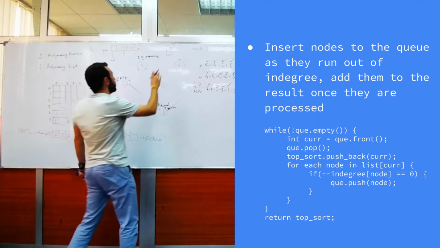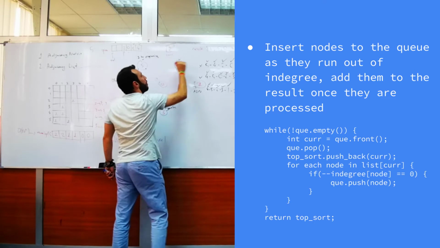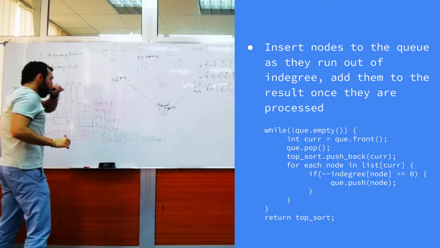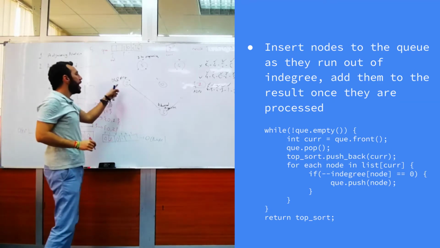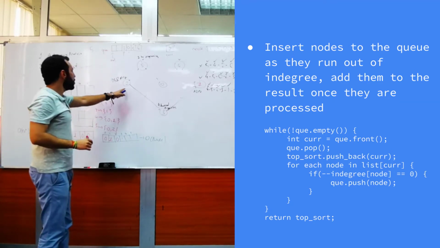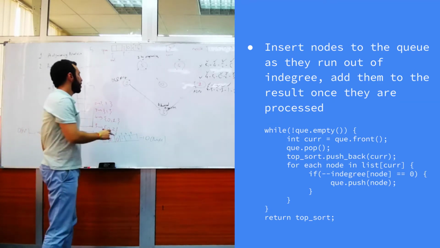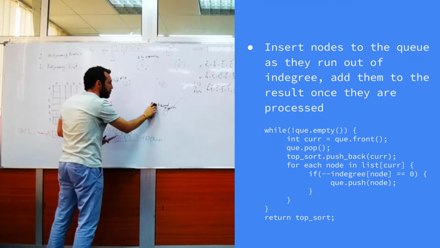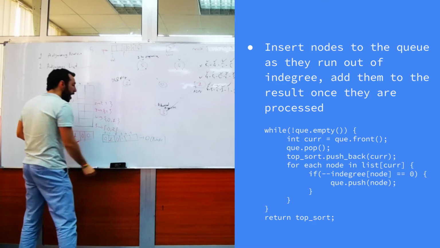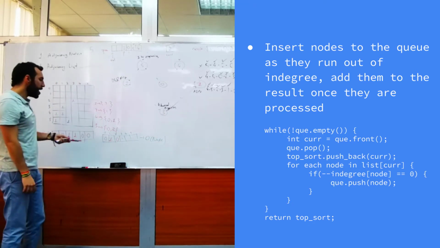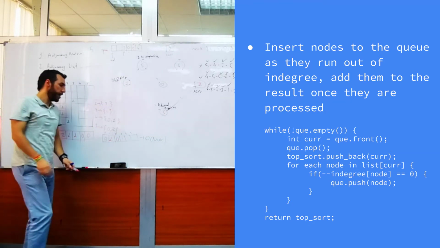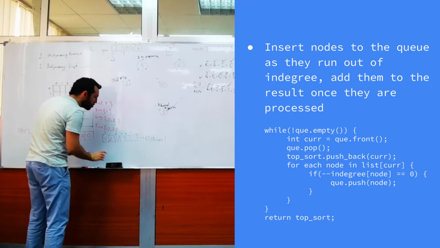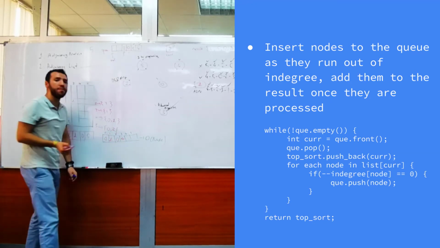And 2 is my current node now. And 2 is also added to the result. And I check all the outgoing edges of 2. 2 has an outgoing edge to 3. I conceptually delete this edge, but what I'm actually doing is updating the incoming edge count for 3 and decreasing it by 1. And now 3 also has 0 incoming edges.